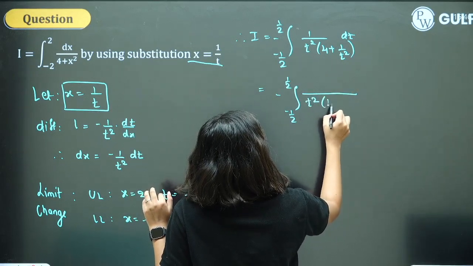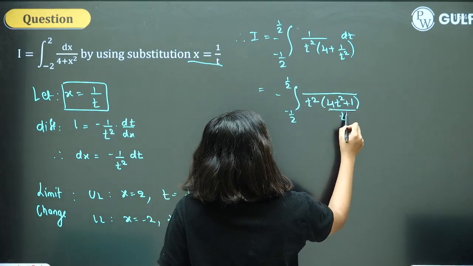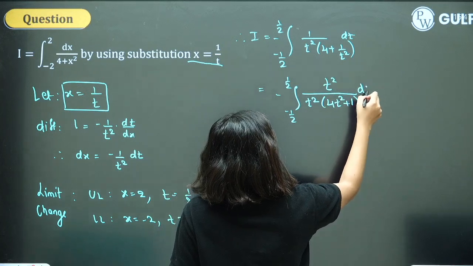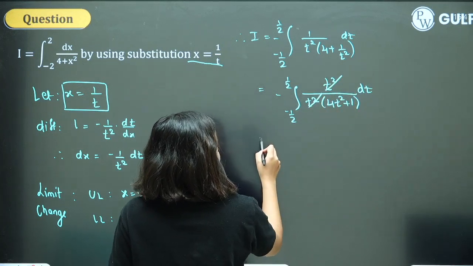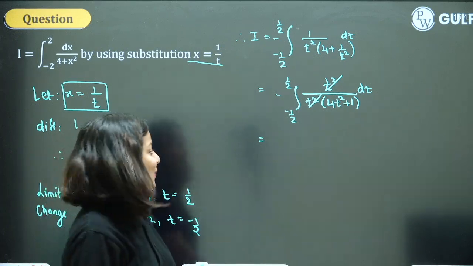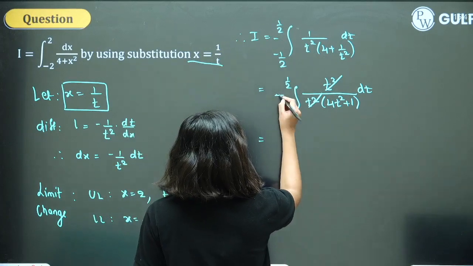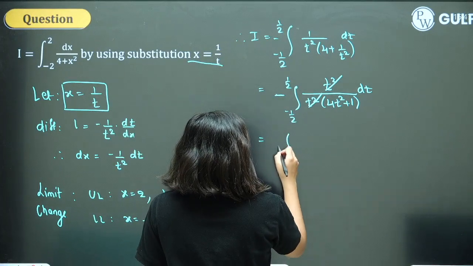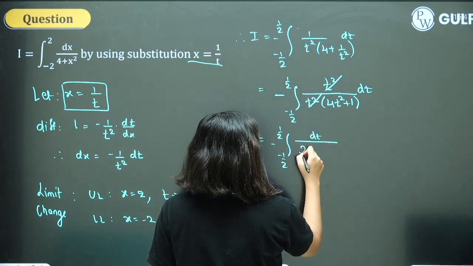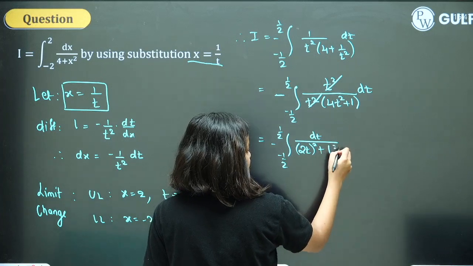t square, 4t square plus 1 upon t square. This upon t square can go up in the numerator, right? Which is equal to 1 upon 4t square plus 1. And what should be the answer for this? Minus half to plus half dt upon (2t) the whole square plus 1.